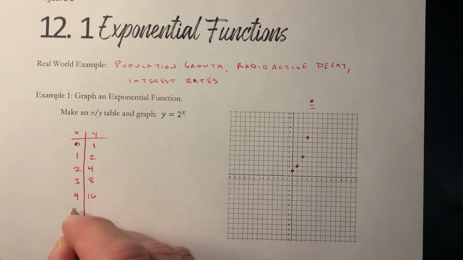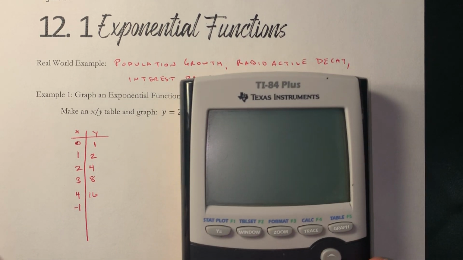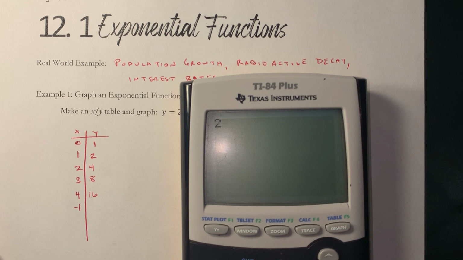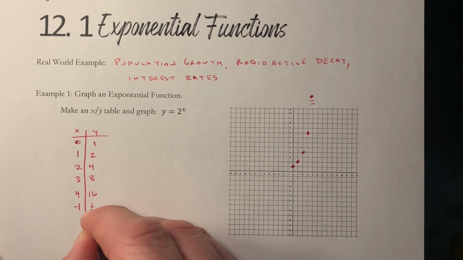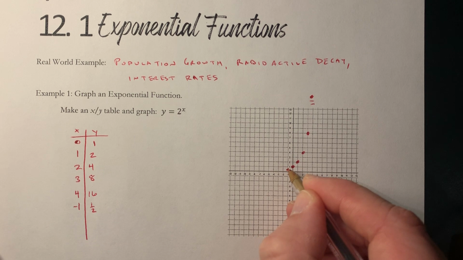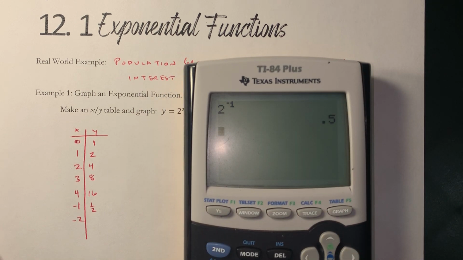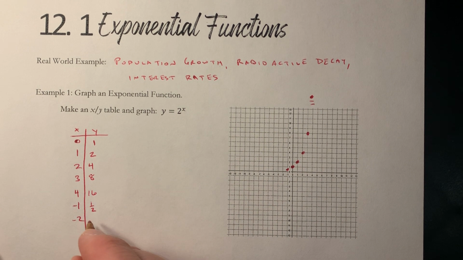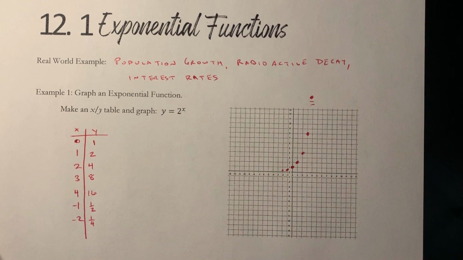So we're going to go to negative 1. 2 to the negative 1 power, and if you're not sure how to handle that, we'll just use a calculator. 2 raised to the negative 1, that's 0.5 or 1/2. So negative 1, 1/2. So right about there. Okay, then the negative 2 power. So we have 2 to the negative 2 power. That's 0.25 or 1/4. So negative 2, 1/4. Getting closer to 0.